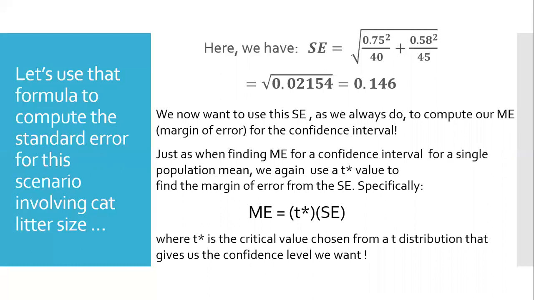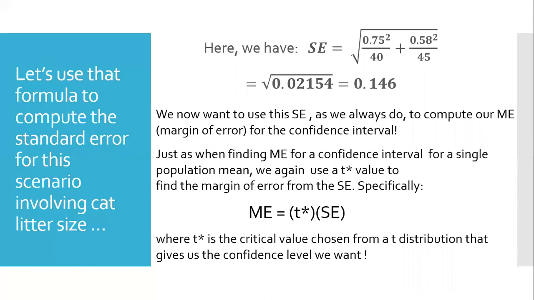Now, we want to use that standard error, as we always do, to compute our margin of error. And just as when we found margin of error for a confidence interval for a single mean, we're again going to use a t-star value, a special t value, to help find the margin of error from the standard error. Specifically, we'll use the formula that margin of error equals t* times SE, where t* is the critical value chosen from a t-distribution that gives us the confidence level that we want.